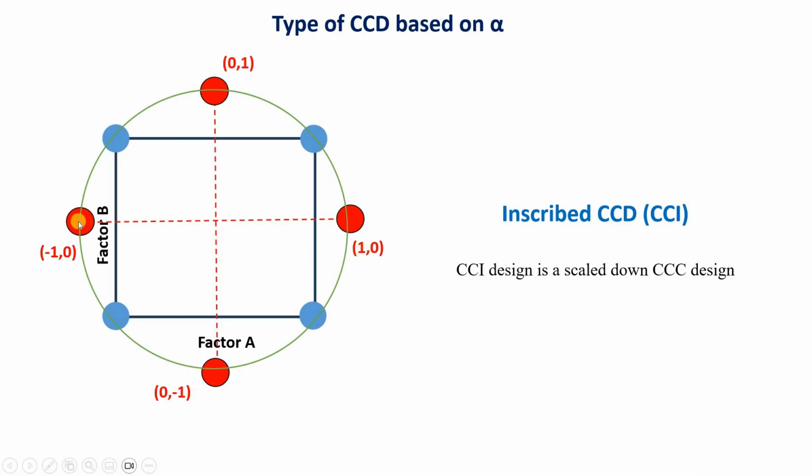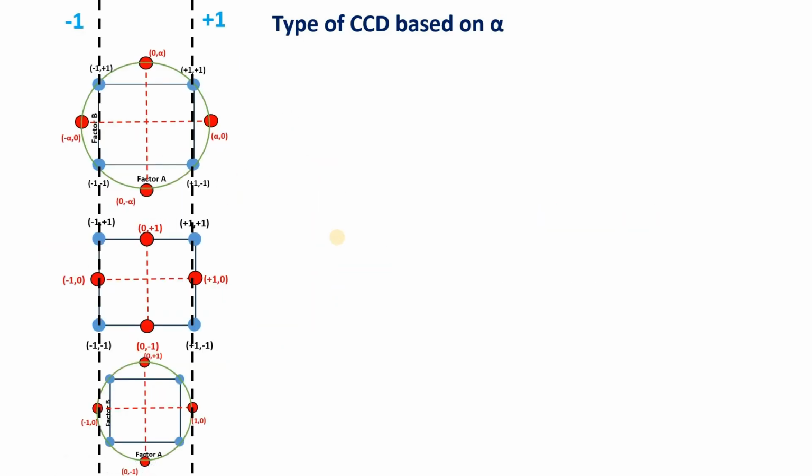You see, notice the value of this extreme value. Assign this extreme value as low and high, and this factor will be somewhere lesser than the extreme value. So in that case we call it an inscribed CCD. So we have shrunken the full factorial value. Now if we plot these three types in one, here we have lower value and higher value, lower level and higher level, circumscribed CCD.